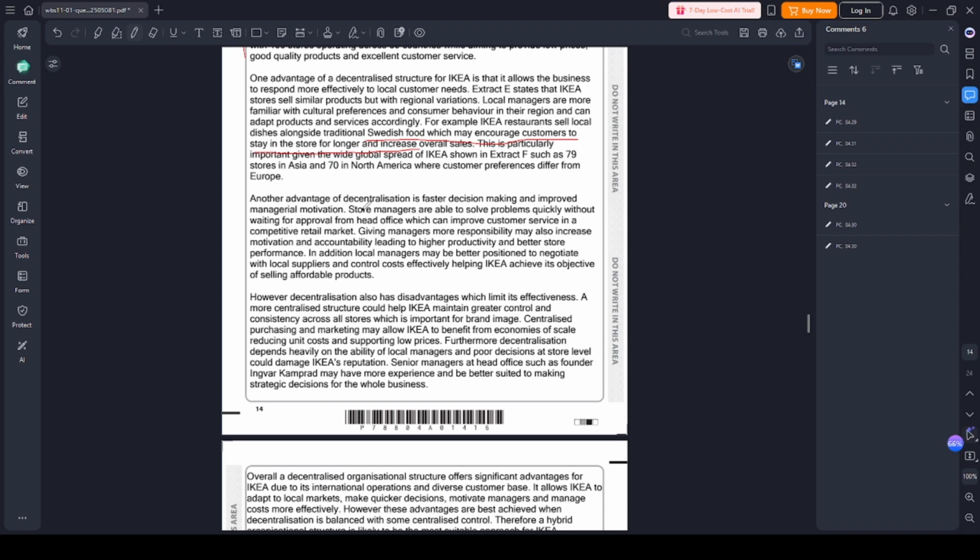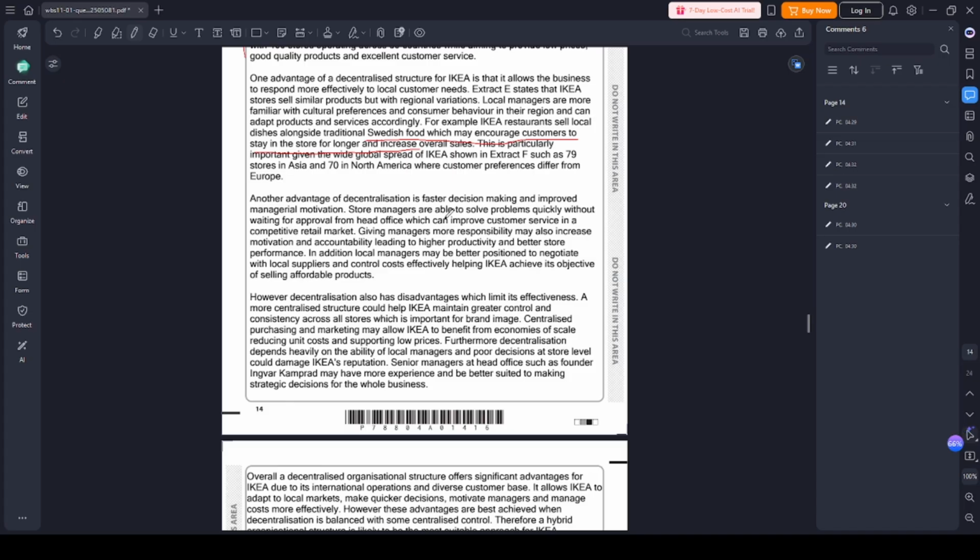So let's go to the second benefit. Another benefit is faster decisions. Store managers can quickly fix things like stock shortages or customer complaints without waiting for approval from Sweden. Imagine, guys, there's a small inconvenience and you report it to the main owner in a random outlet in Europe. So it's not going to be very efficient, right?